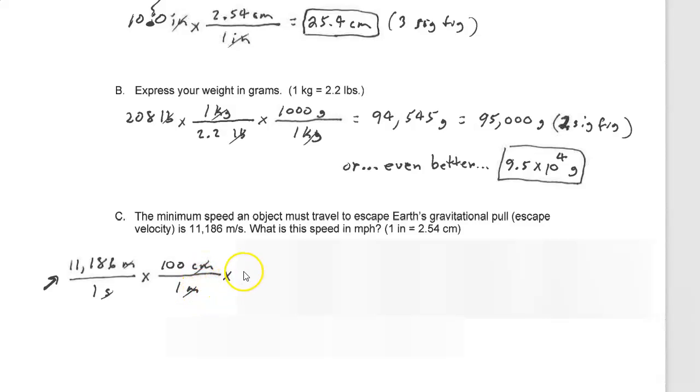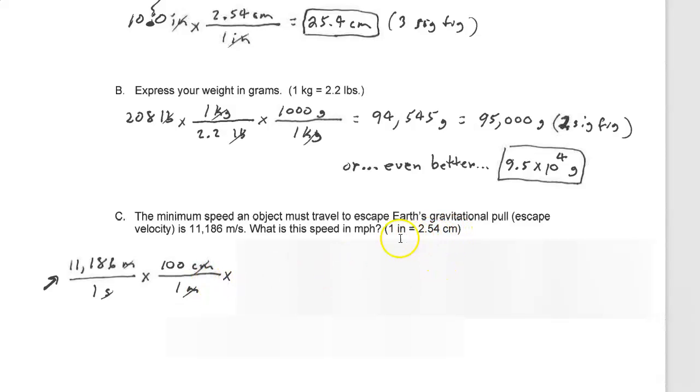All right? Now, if I quit right here, if I just stopped, what would my answer be in? Well, it would be in centimeters per second, because those are the units I have left. Do I want centimeters per second? No, I want miles per hour. Okay, so we're in centimeters. Can I get directly from centimeters to miles? No. Can I go from centimeters to anything English here?